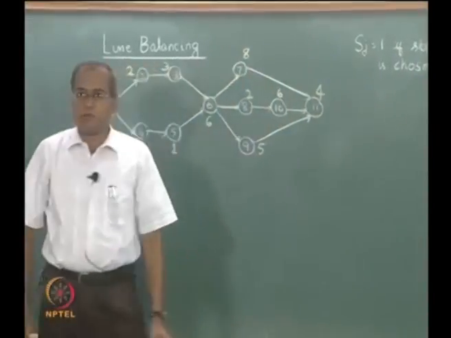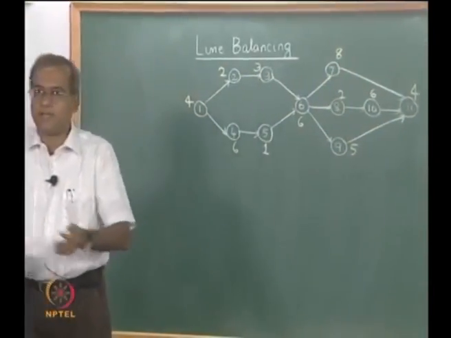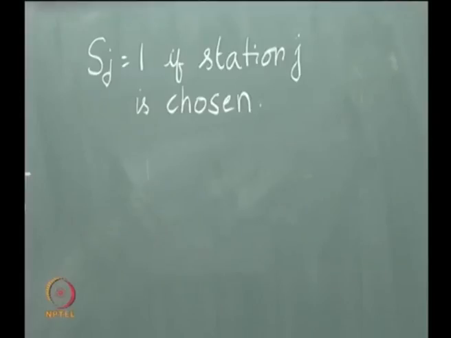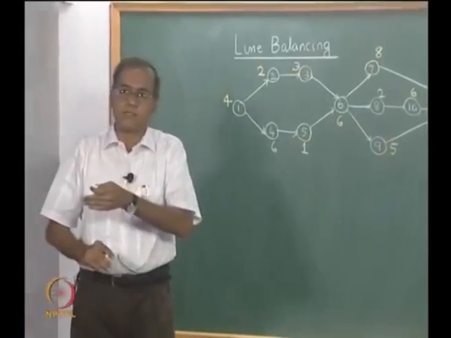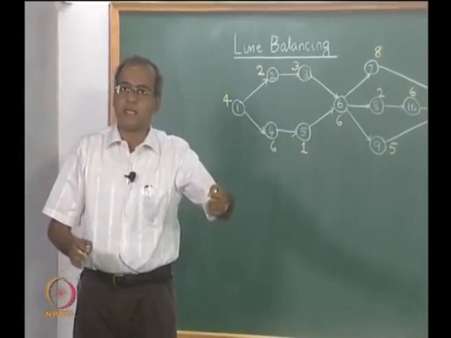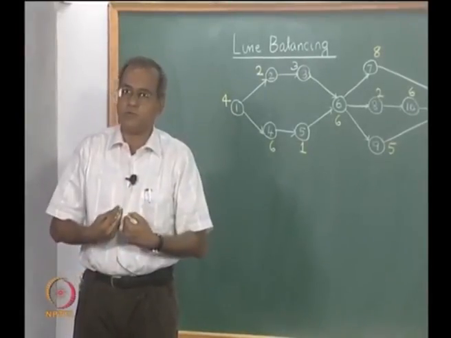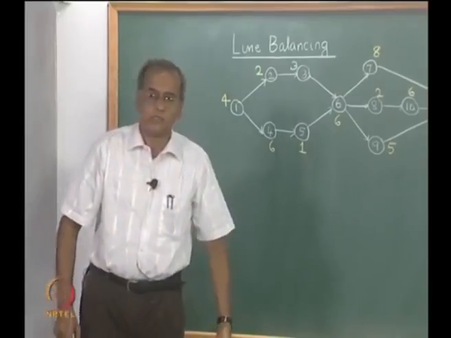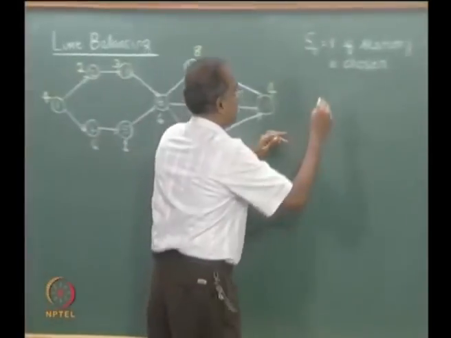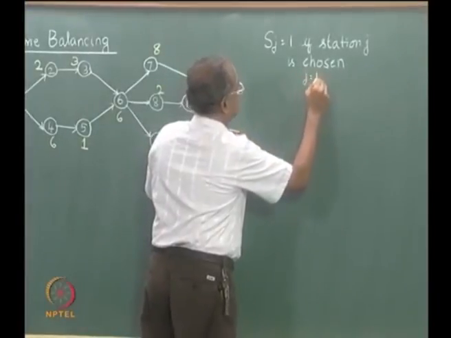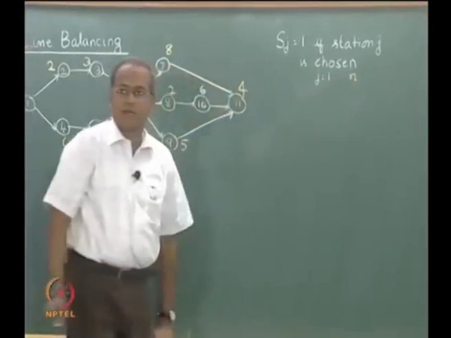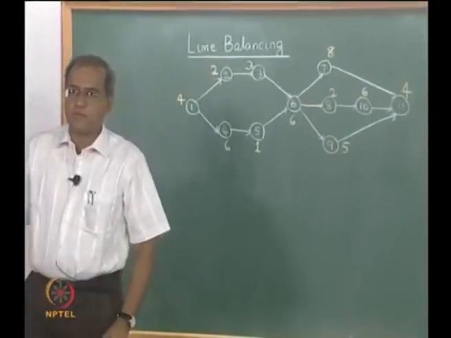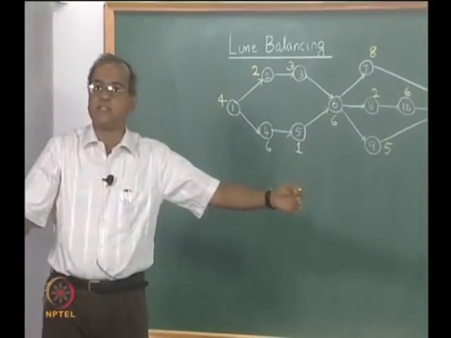We initially assume that a maximum of 11 stations can be used. If there are n activities, we would assume that a maximum of n stations can provide us a feasible solution, and therefore we would like to minimize the number of stations. So here we would define j equal to 1 to 11 for this problem, or j equal to 1 to n for a general problem. So we would say that a maximum of 11 stations are there.